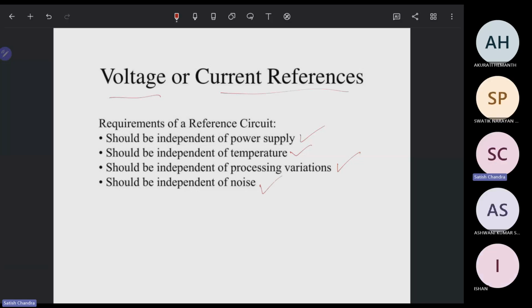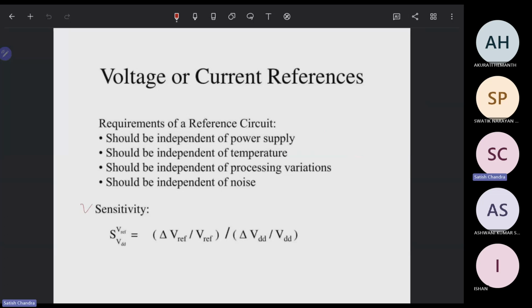We have already seen how we can cancel it out by utilizing the different mode of things, basically CMRR. We have seen that when we have a differential input, we reject that noise by utilizing that. So these are the requirements for voltage and current references.